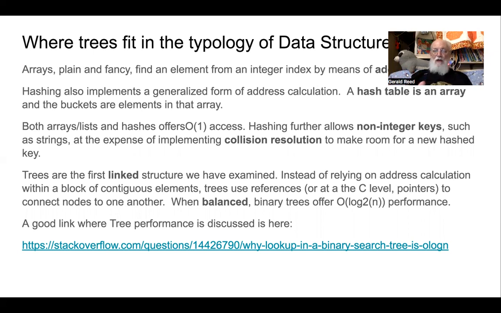Hashing is also an indirect form of address calculation. A hash table really is an array, just as a list is an array, and the buckets in a hash table are elements, like the elements in an array. One of the major differences is that hashing allows non-integer value keys, and the compression of the key space that's required to support that brings up lots of other problems, like collision resolution, that you don't have to deal with if you're just dealing with an array or a list. So it's really two families of data structures that we're talking about so far.